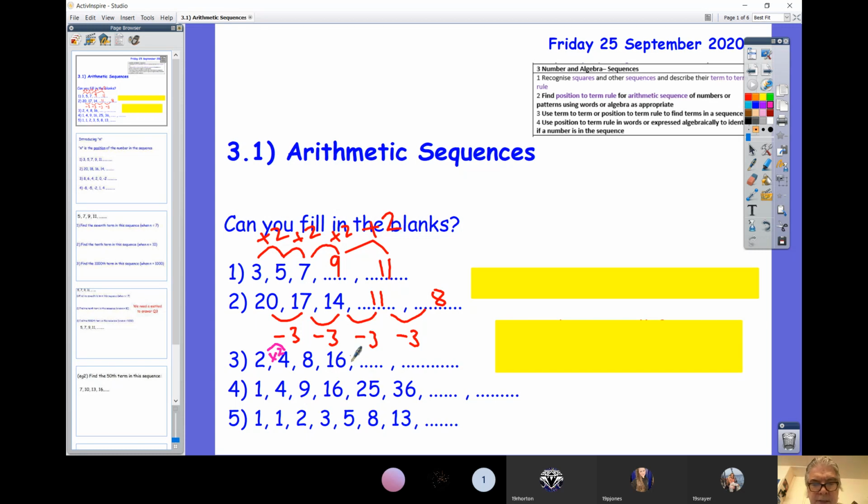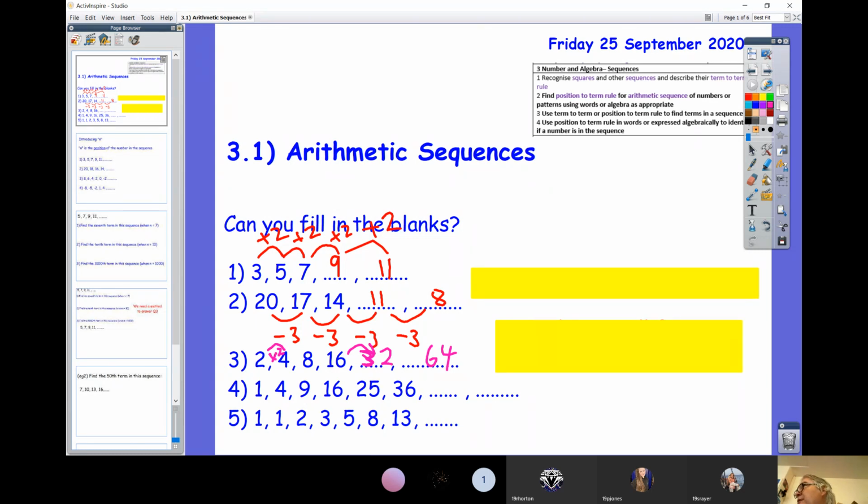So to get the next number, 2 lots of 16 is 32. Then 2 lots of 32 is 64. For what it's worth, that's called a geometric sequence when we double or we times by 3 or something to get the next one. What about number 4?